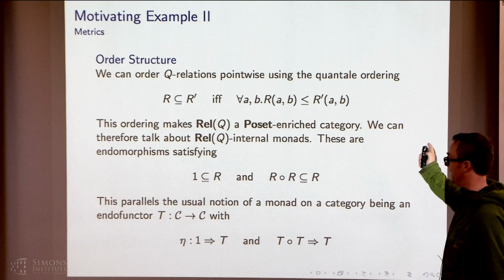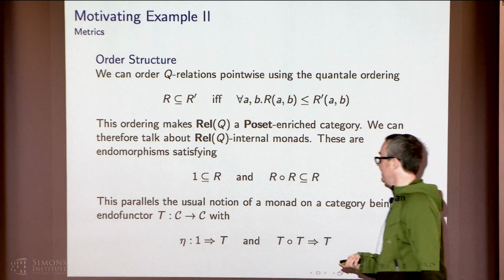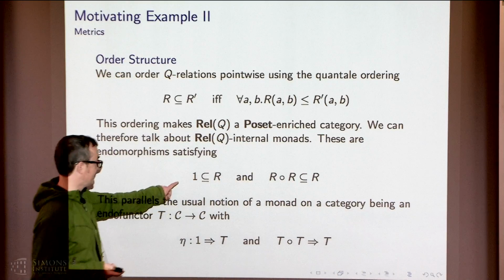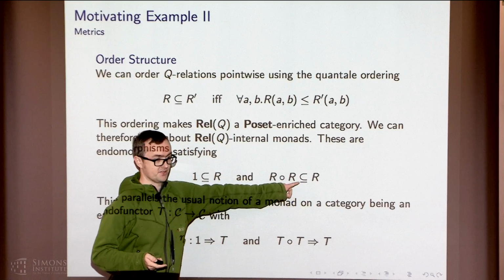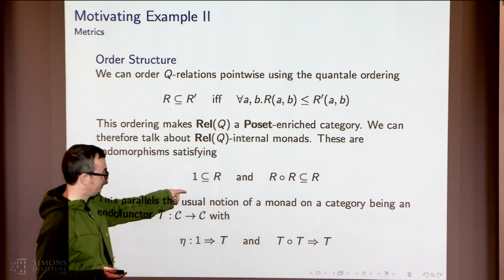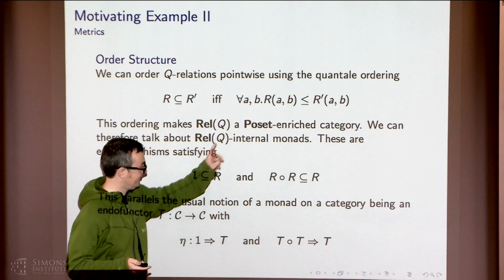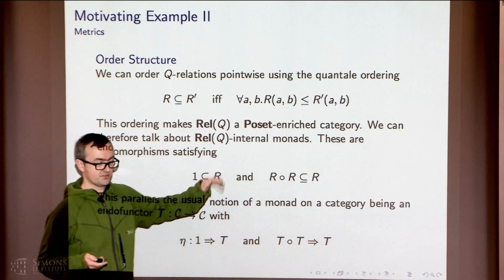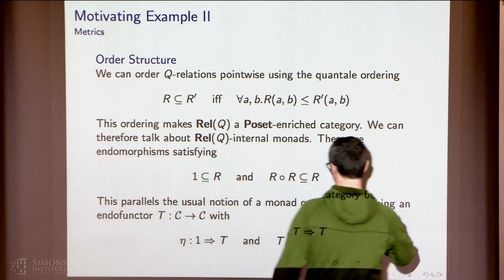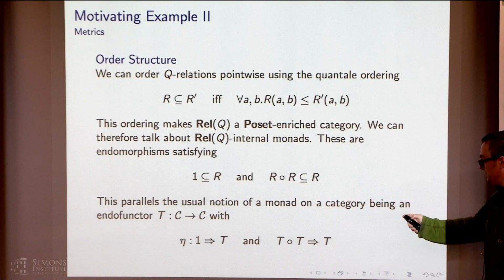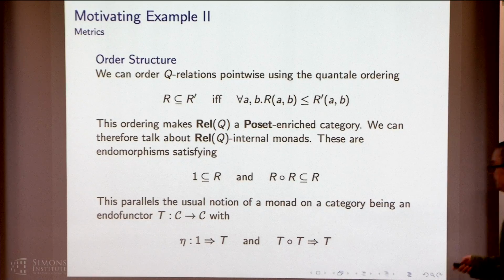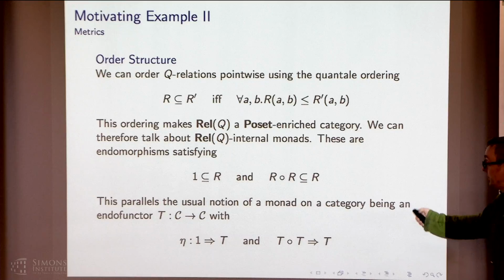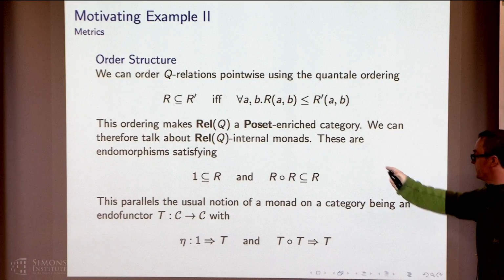So an internal monad is actually quite a simple thing in this setting. It just means that the identity is contained in your endo relation, and iterating your endo relation lives inside it. So reflexivity and transitivity condition is the way to read these things. And this parallels the usual definition of a monad in terms of a unit and a multiplication. But actually it's simpler because the axioms that need to hold haven't got any force here because everything's thin.